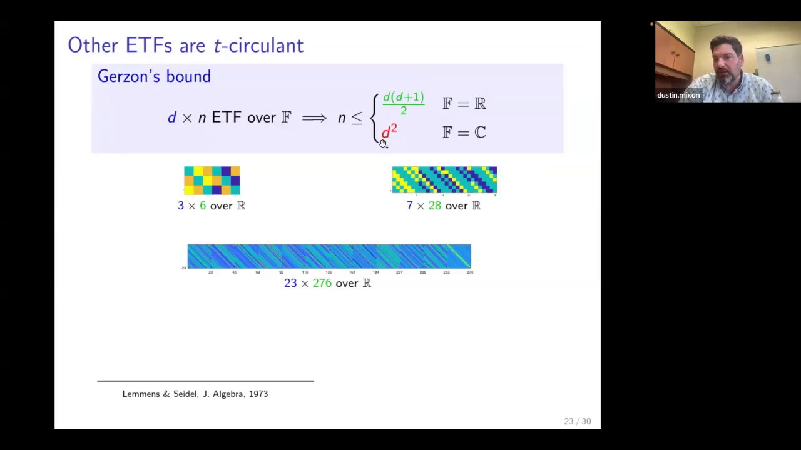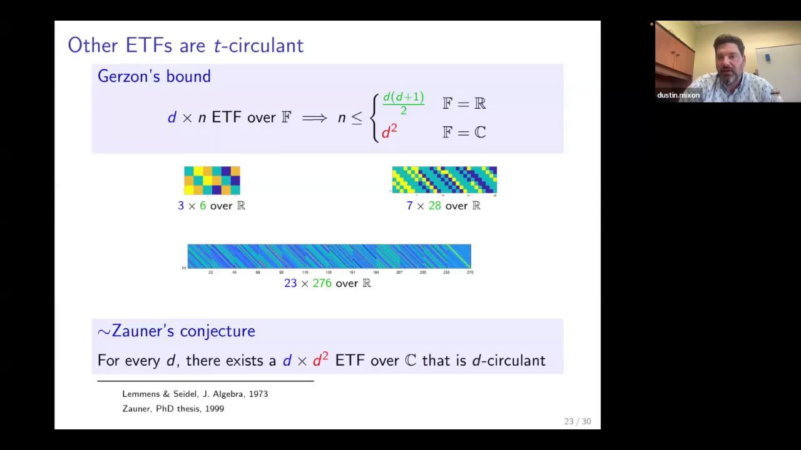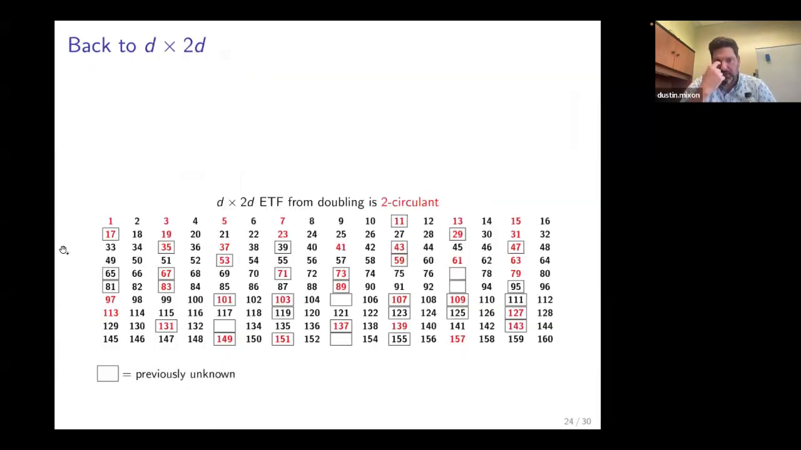In the complex case, it's conjectured that in every dimension, there's going to be an ETF with d squared vectors in d dimensions. And furthermore, it's conjectured that they exhibit a lot of structure, and as a consequence of that structure, they end up being T-circulant, it turns out. So maybe T-circulant is interesting beyond the story that I'm telling in this talk, but let's focus on D by 2D.